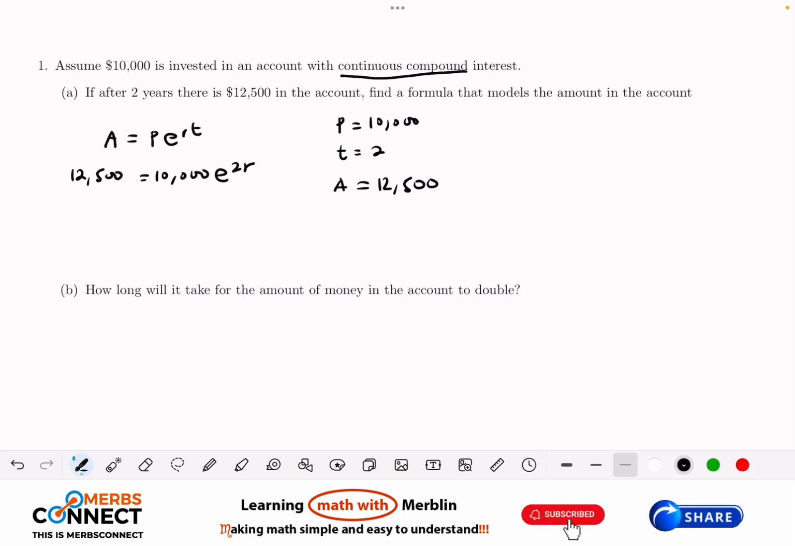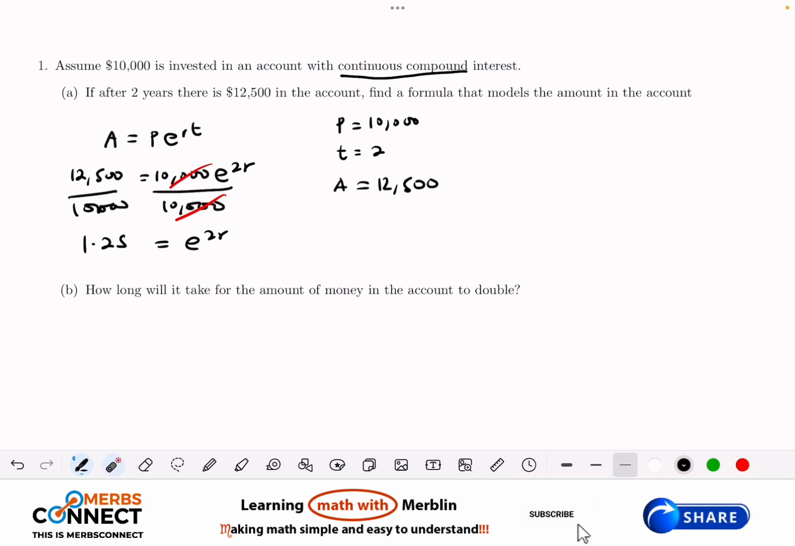What's the first thing that I need to do? I'm going to divide through by 10,000. So 10,000 will cancel 10,000, and then 12,500 divided by 10,000 will be 1.25, which will be equal to e to the 2R.